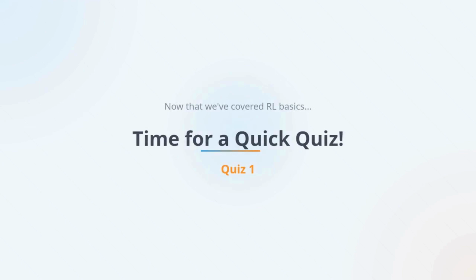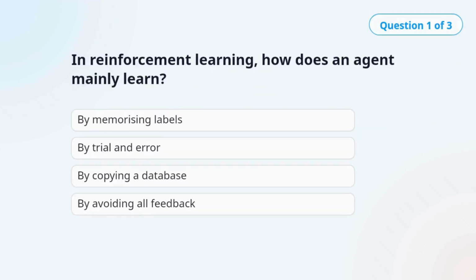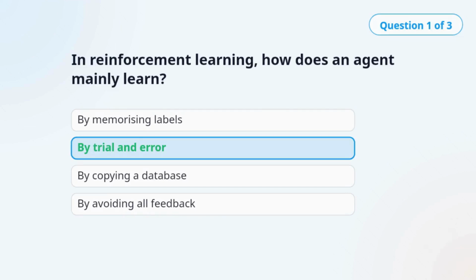Now that we've covered RL basics, let's test what we've learned so far. Here's quiz number 1. See if you can get it right. Question 1. In reinforcement learning, how does an agent mainly learn? The correct answer is by trial and error. Reinforcement learning is based on trying actions, receiving feedback, and improving over time.